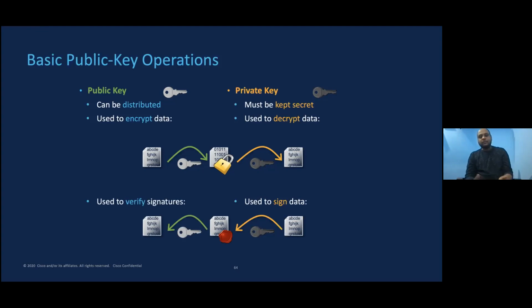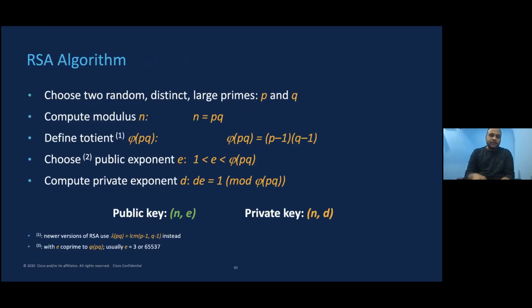So in a nutshell, the public key can be shared. It is used to encrypt data, and it is used to verify the signature. The private key, which should never be shared, is used to decrypt the data, and it is used to sign your data. So we said that in an asymmetric crypto system, there are different keys for encryption, decryption, signing and verification, and all of them use the base function of modular arithmetic.